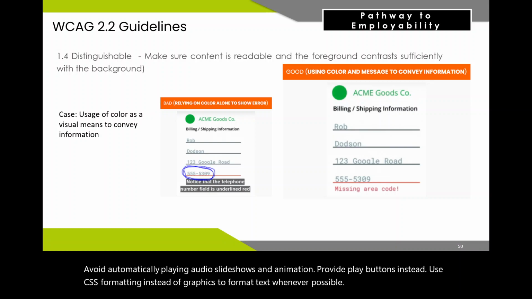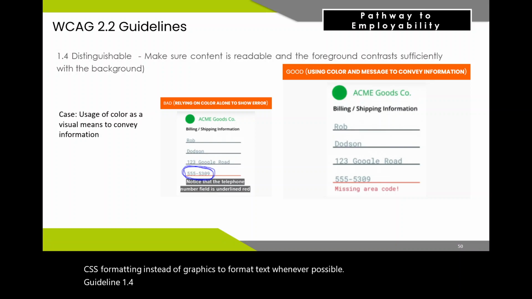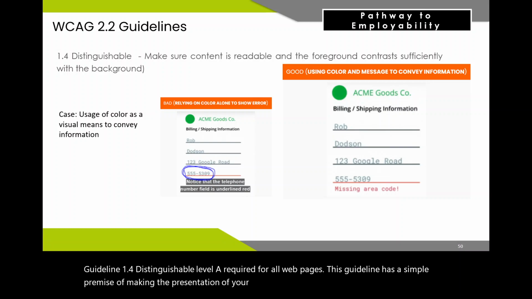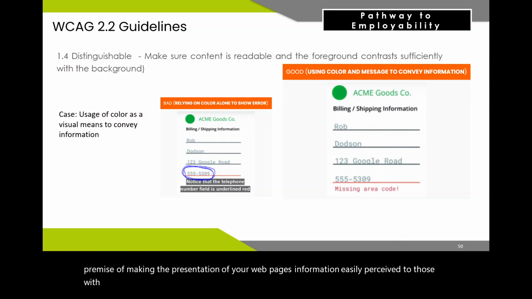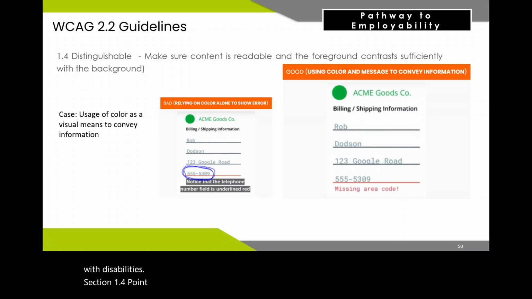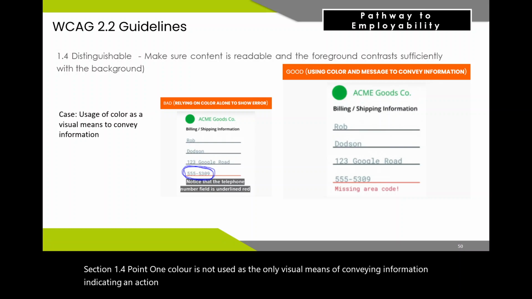Guideline 1.4 Distinguishable, Level A. Required for all web pages. This guideline has a simple premise of making the presentation of your web page's information easily perceived to those with disabilities. Section 1.4.1, Color is not used as the only visual means of conveying information, indicating an action, prompting a response, or distinguishing a visual element.